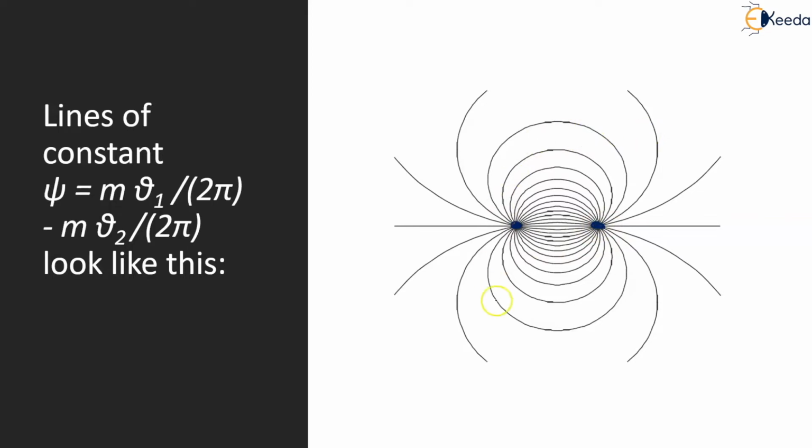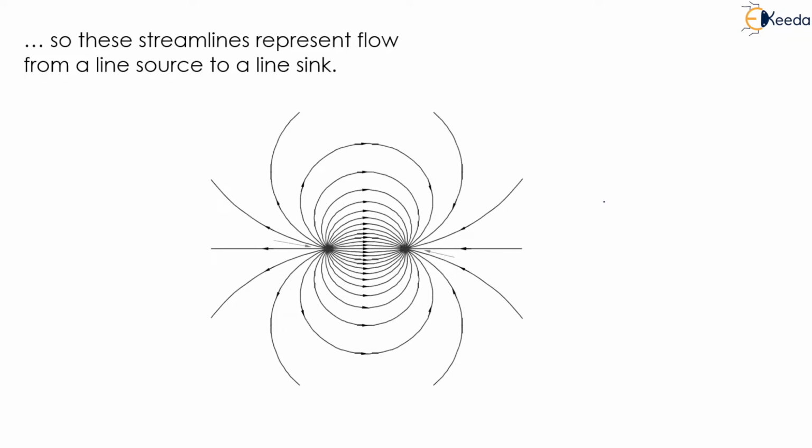So now the lines of constant psi look like this. These streamlines represent a flow from a line of source to the line of sink. From this point the flow starts moving in the outward direction and it completes a full path, and again at the point where the sink flow is originating, or I can say it is getting diminished, the flow is moving inwards. So this is how a streamline represents a flow from the source to the sink.